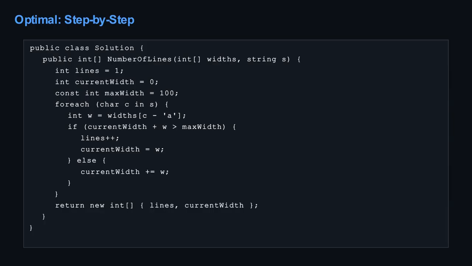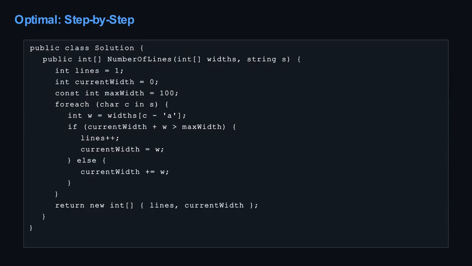Now we pick the letter K. Its width is 10. We check. 100 plus 10 is 110. 110 is greater than 100. This letter does not fit, so we increment our line count. Line count becomes 2. We reset our current width to just the width of K, which is 10. Now line count is 2 and current width is 10.